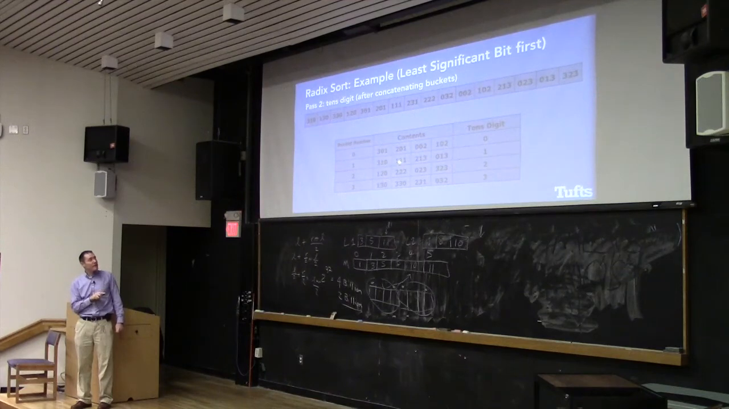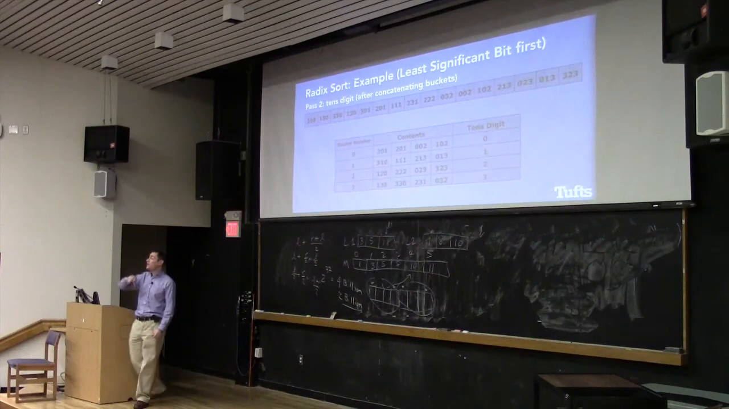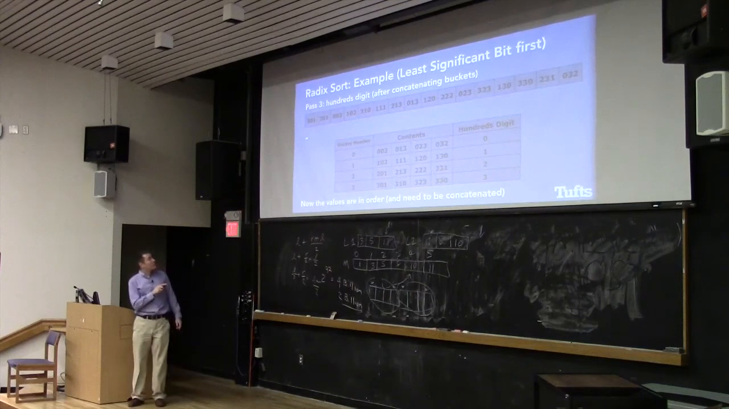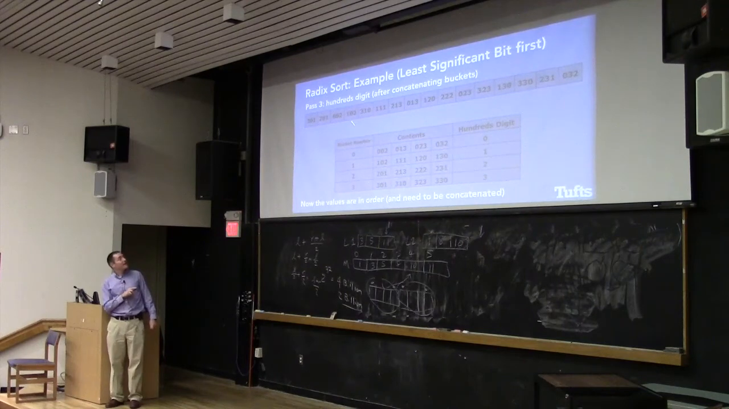So 310, 111, 213, 013, all digit of 3. Pull them back out into the array, first in, first out way again. And now they're in order this way, 301, 201. Okay, all the 0s are now over here, and all the 1s are over here, and all the 2s, etc. Okay? And then do the hundreds digit, the 3s.